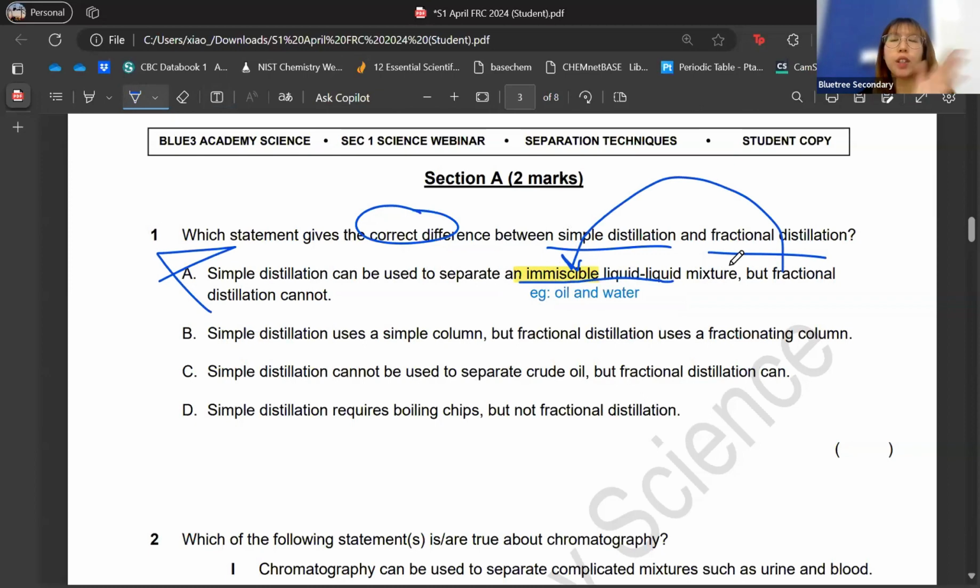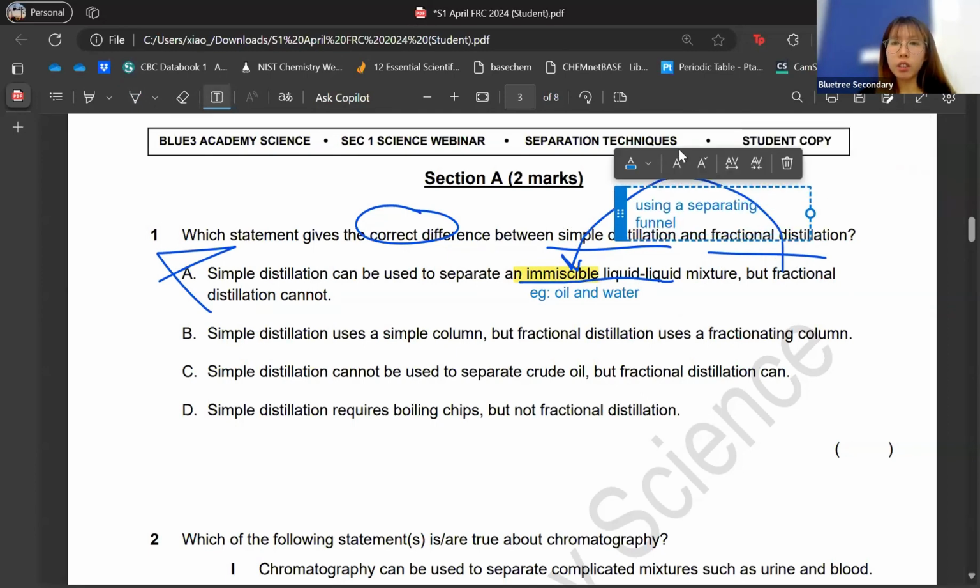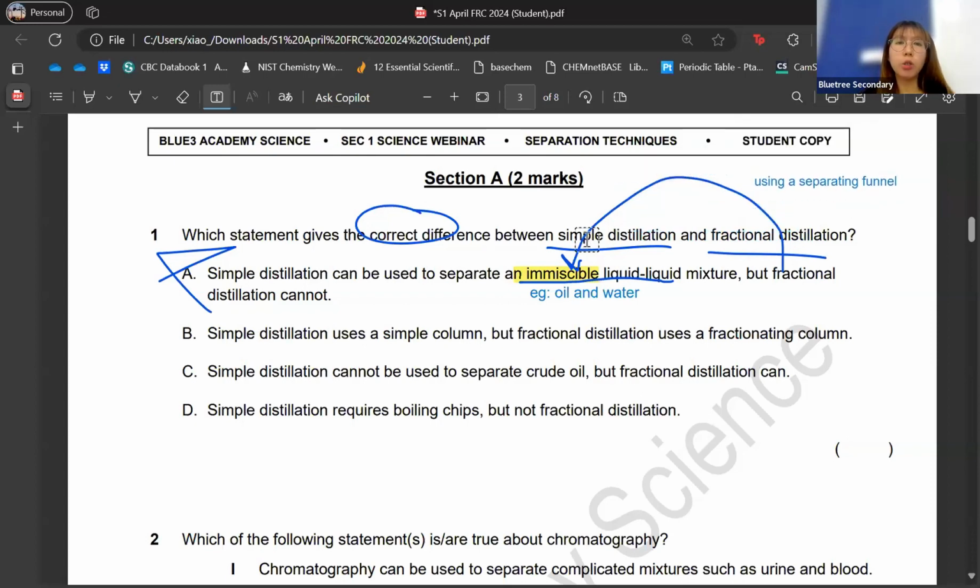Sorry, let me rephrase. Fractional distillation and simple distillation do not separate immiscible liquid mixture. It is a separate technique called the separating funnel, or using of a separating funnel. Okay, so most of the Sec 1 students, the schools may or may not cover the separating funnel. If you are interested, you can go and Google to see how the apparatus looks like.